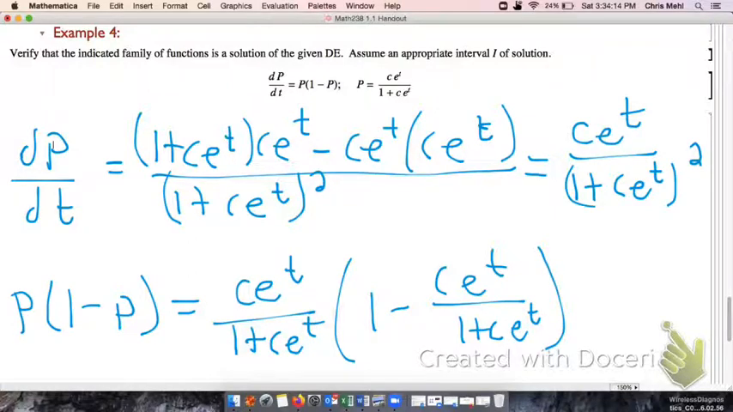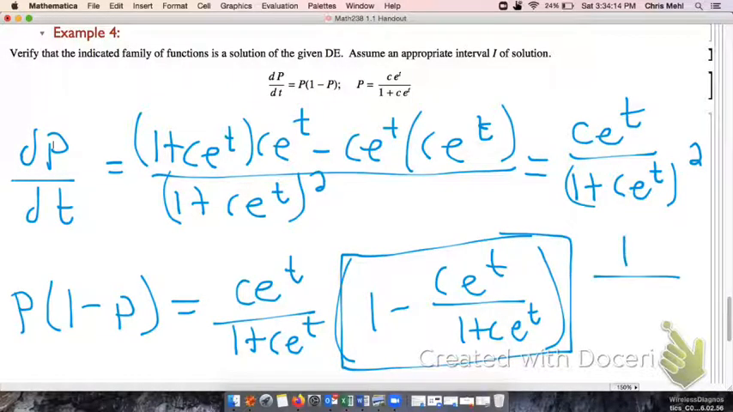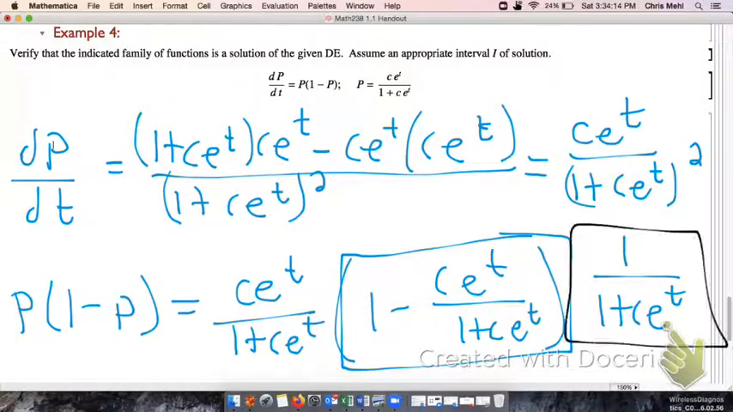And I haven't really left much room here, but if I get a common denominator, it turns out that this whole thing right here just equals 1 over 1 plus ce^t. So if you get a common denominator, that's what the part inside of the parentheses is. If you multiply that by p, I think you can see that you're just going to get dp/dt. So make sure you verify that.